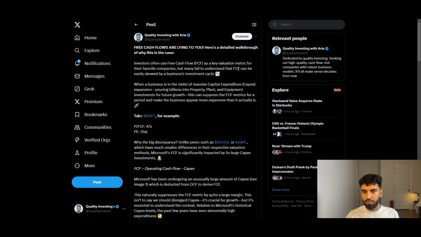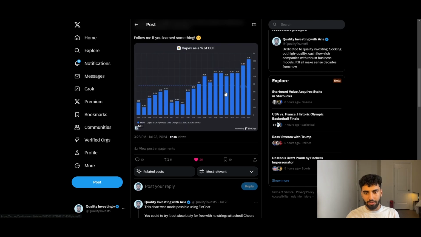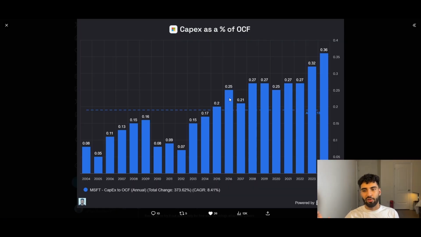And I tweeted about this roughly a month ago. I said capital expenditures as a percentage of operating cash flow has continued to climb over the past 20 years for Microsoft. This shows that over time, Microsoft in particular is investing more and more back into the business, and it requires a lot more assets and long-term assets to continually be able to run this business, as evidenced by the capex to operating cash flow percentage chart over here. And this goes all the way back to 2004.